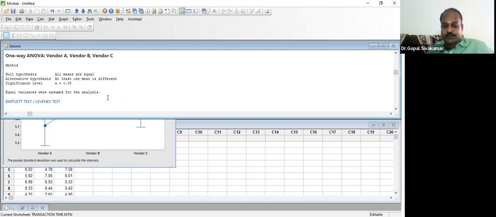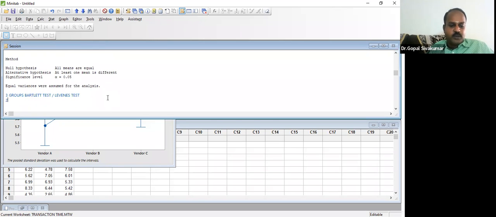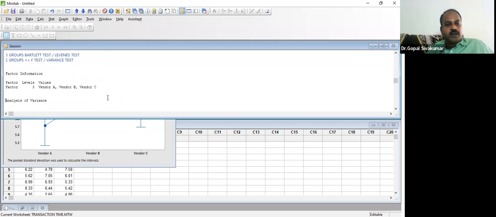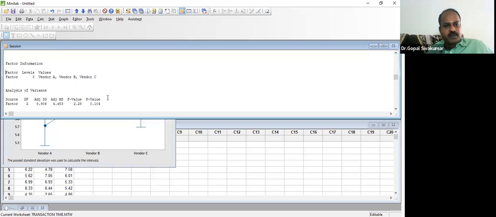Because you have 3 groups. For 3 groups, when you test the variance, it is called this thing. Suppose in a certain situation you have only 2 groups and you want to test the variance, that will be called F test, or simply called variance test. But what did we assume? We assumed that variances are equal. And now the factor is vendor A, vendor B, vendor C.